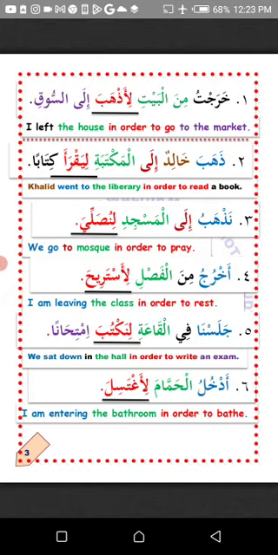ثلاثة, number 3. نذهب إلى المسجد لنصلي. نذهب إلى المسجد. We go to the mosque. لنصلي, so as to observe salat. Somebody may ask in Arabic, لماذا تذهبون إلى المسجد? Why do you all go to the mosque? What is the reason behind you going to the mosque?